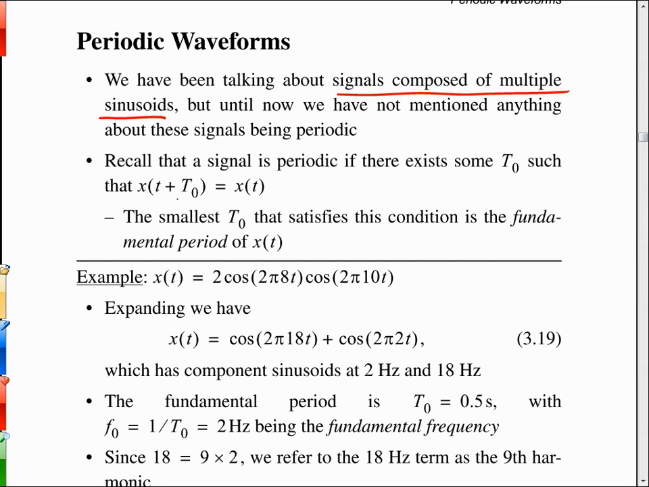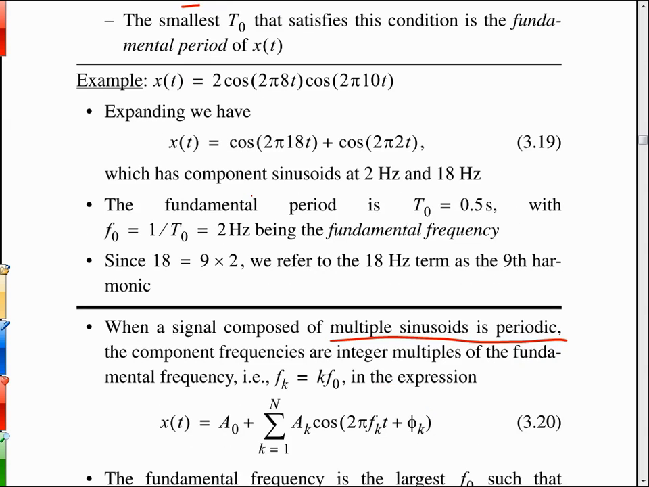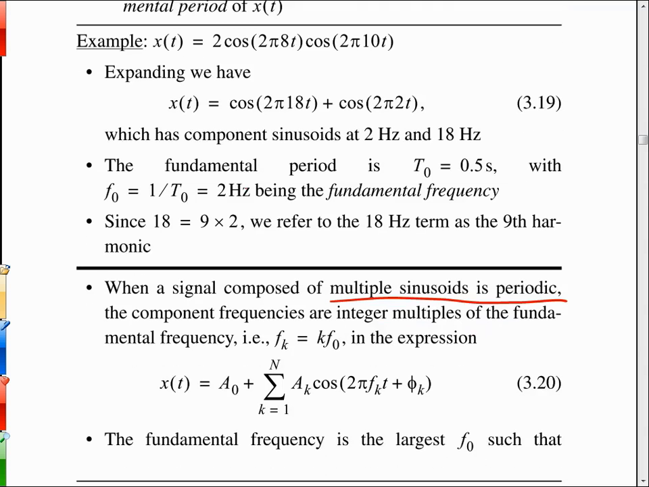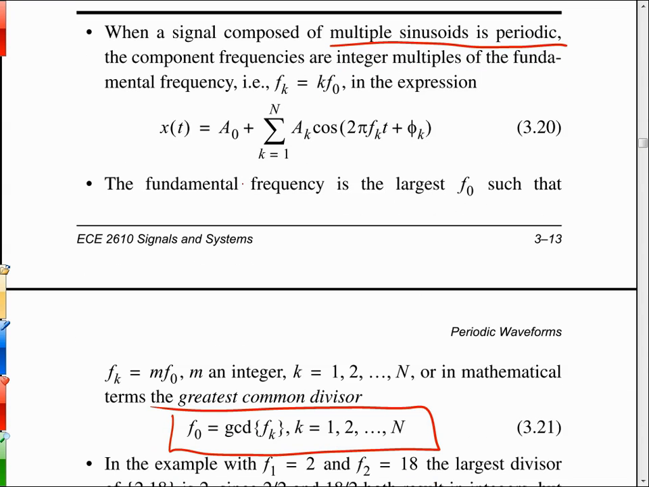It's finding some t-naught such that the waveform equals itself when shifted by t-naught seconds. The smallest t-naught that does that. So the smallest t-naught that does that is the largest frequency that works in the formula, and that's what the GCD is. The greatest common divisor is the same as the smallest period. And we were just doing an example that had 3 frequencies in it. And the general formula is talked about here, where you just say the greatest common divisor of all of the frequencies.